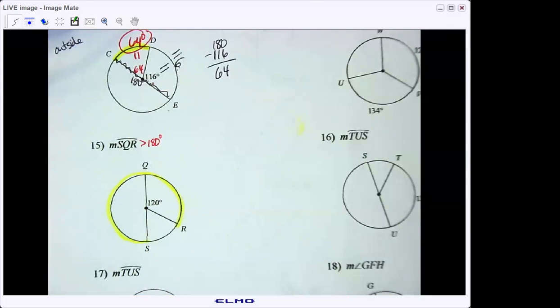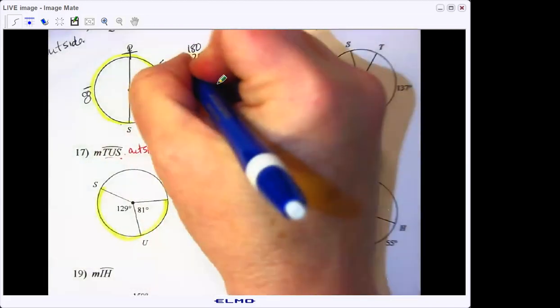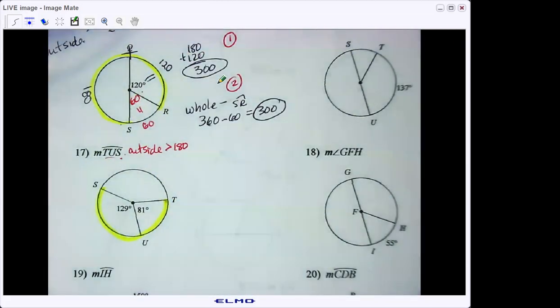Yes, for number 15. Put your answer in the chat box for number 17. Okay. And then just to recap 15, because I had paused the recording, we said that we could add the two arcs together and get 300, or we can subtract the leftover of 60 from 360 and get 300. So both ways are perfectly fine. We can add or we can subtract. And then number 17.